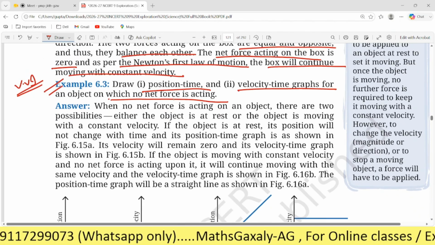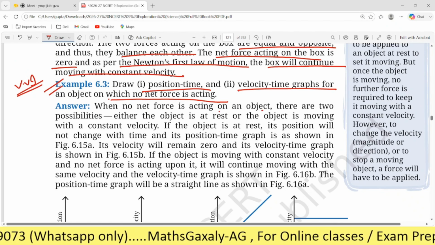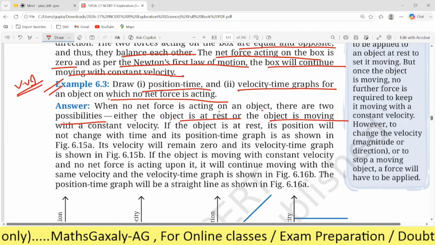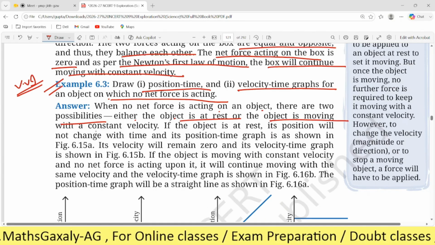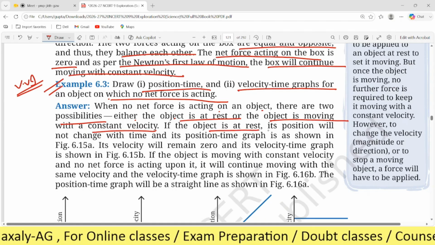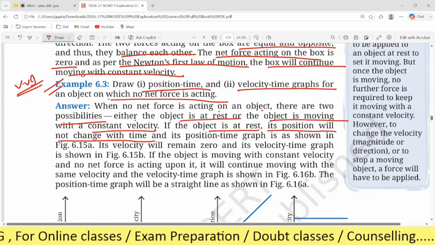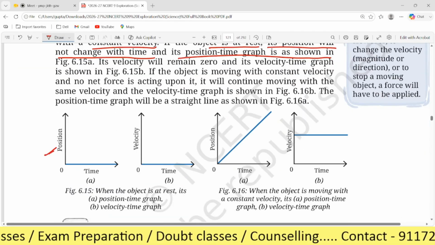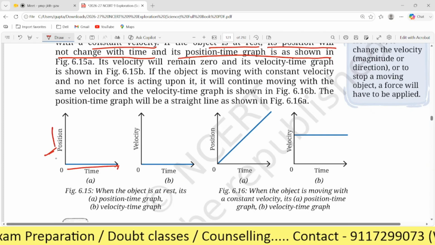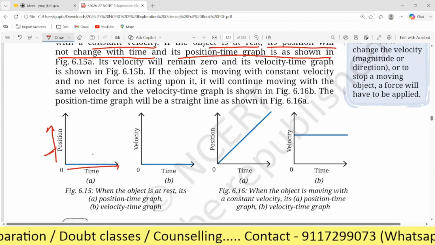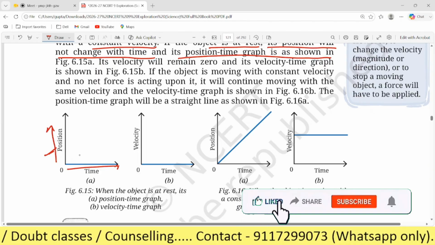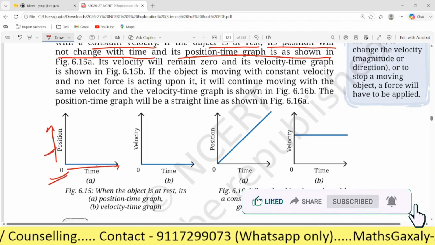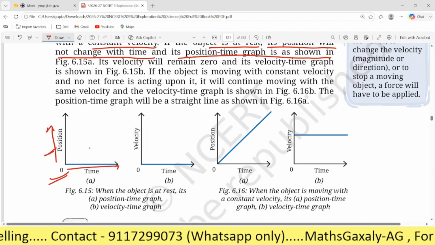Here, when no net force is acting on an object, there are two possibilities, right? Either the object is at rest or the object is moving with a constant velocity. If the object is at rest, its position will not change with time, and its position-time graph is shown in the figure 6.15a. See here, this one. Here is the time on this side and here is the position, right? So here the body is at rest. When the object is at rest, its position-time graph will be this one, because as you go in time, the position does not change. The graph is flat.